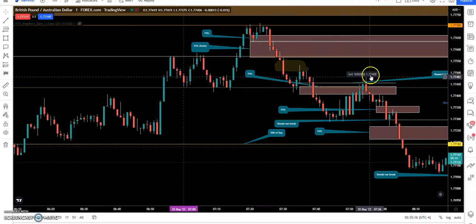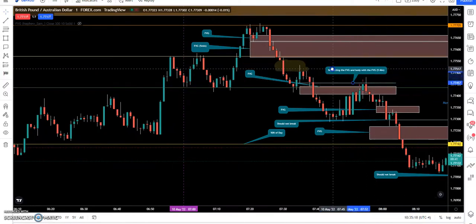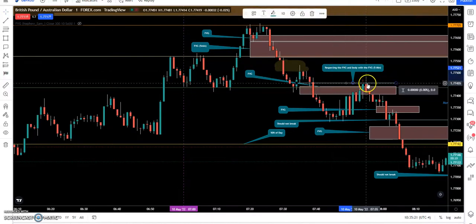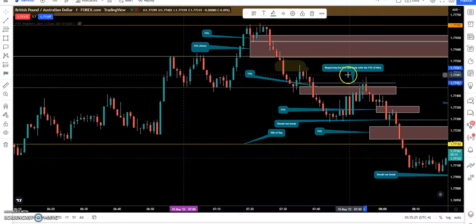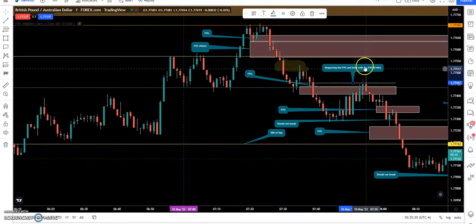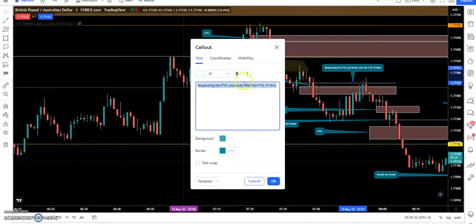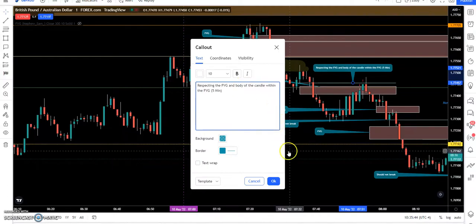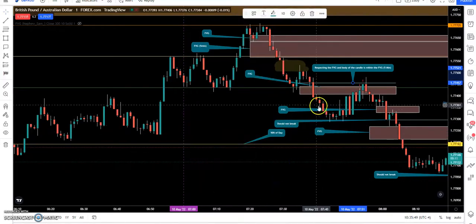Now as this candle was being made, you can see that I made a note to say respecting the fair value gap, and the body is within. The body of the candle is within the fair value gap in the 5-minute time frame.